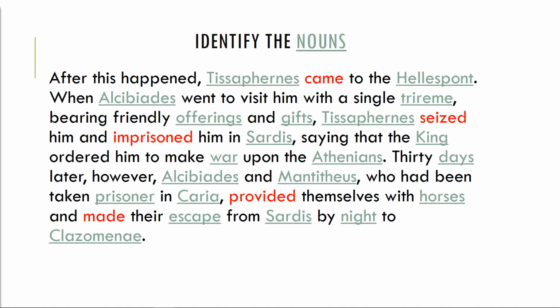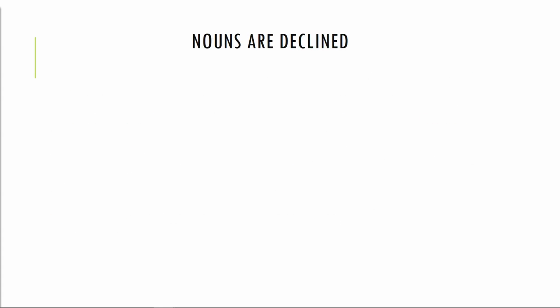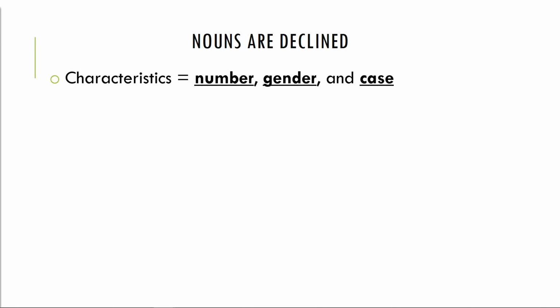Nouns have characteristics in Greek. Greek is an inflected language. That means the nouns change their forms depending on what they do in the sentence. In English, we hardly decline nouns at all, other than using different forms for the plural and different forms for possessives. English just isn't very inflected, whereas Greek is very much inflected. And so the characteristics of a normal noun are that it has number, gender, and case. And nouns are declined. Verbs are conjugated, nouns are declined.